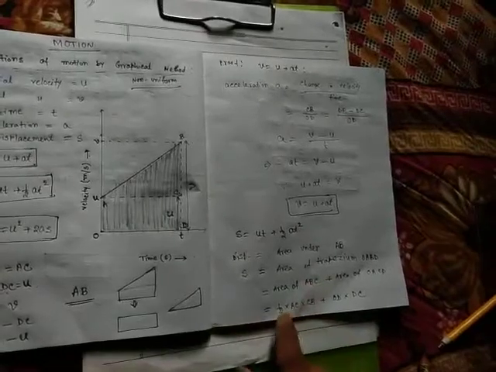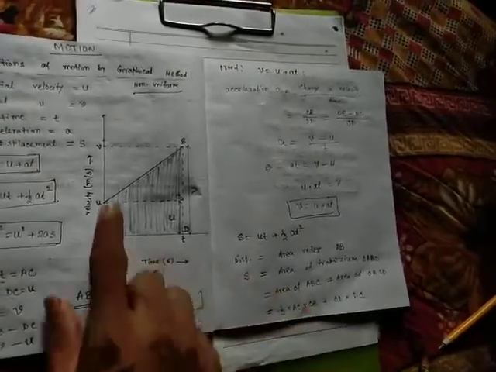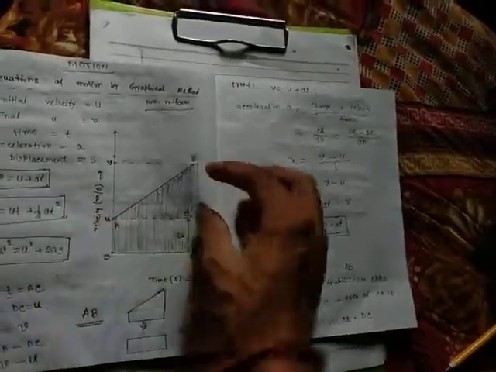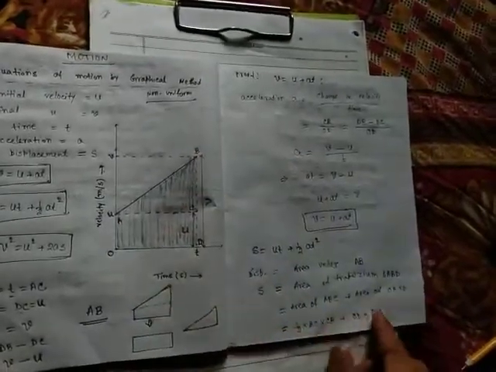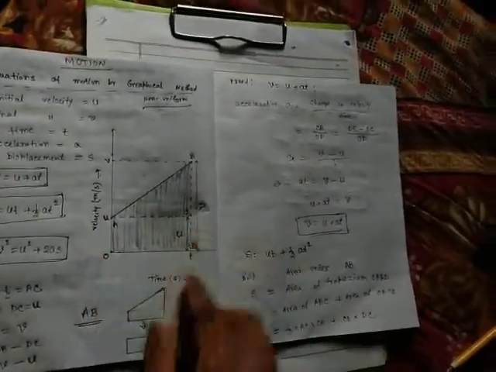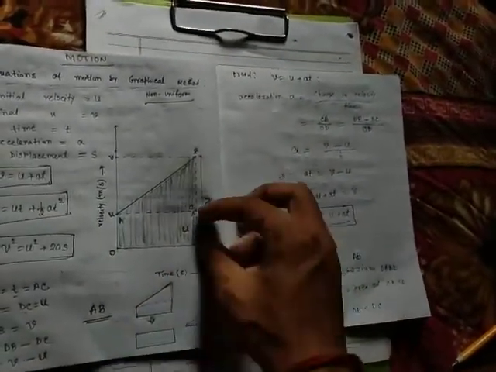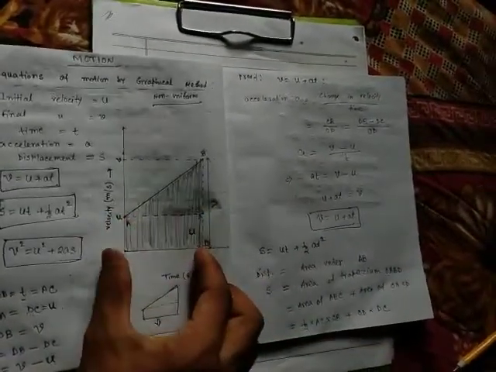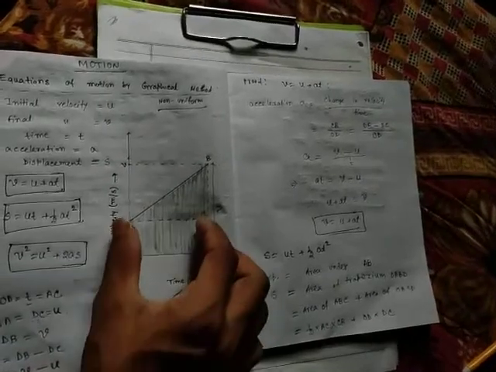Now the area of a right-angled triangle is equal to half into base into height. So half into base AC into height. And for the rectangle, length into breadth. Length means OD, breadth is equal to DC. Now what is the value of AC? AC is parallel to OD. As OD is equal to T, AC will also be T. That's why half into T.